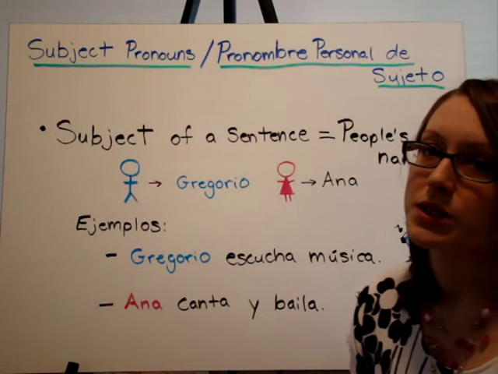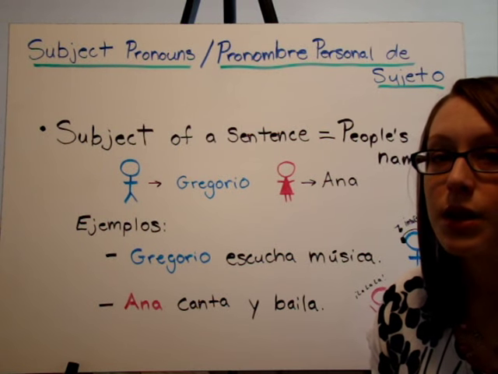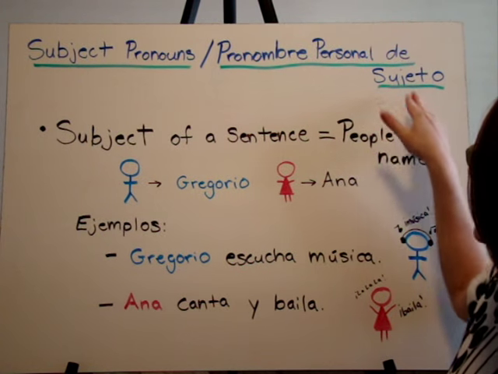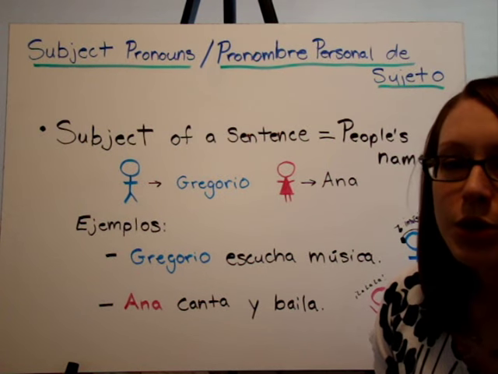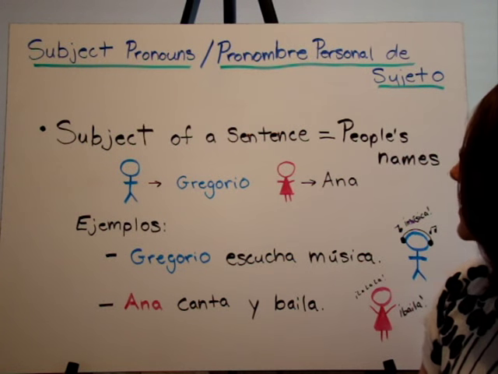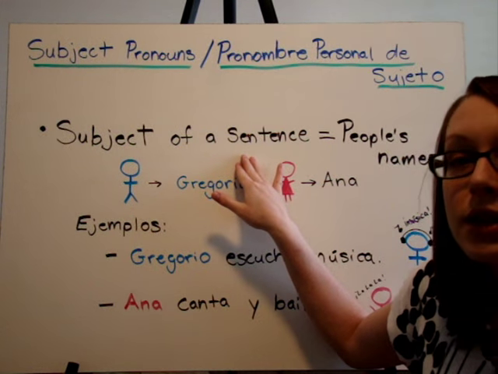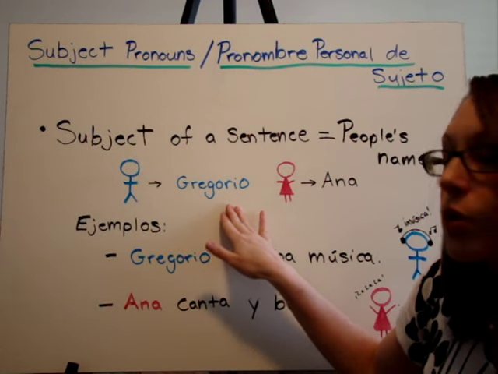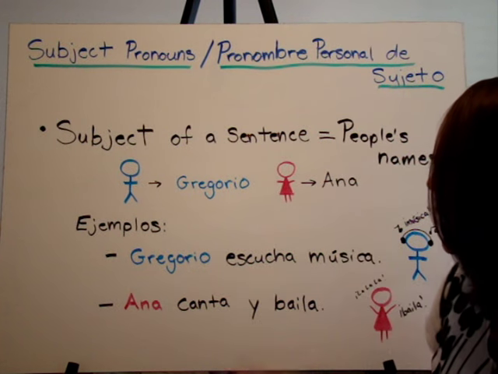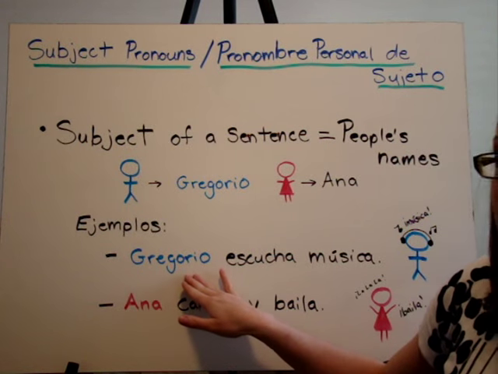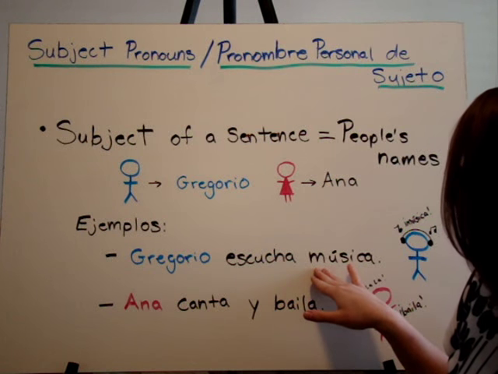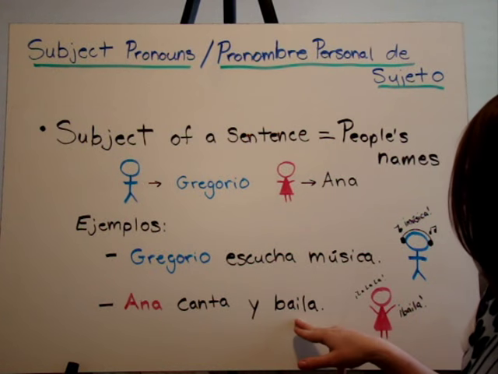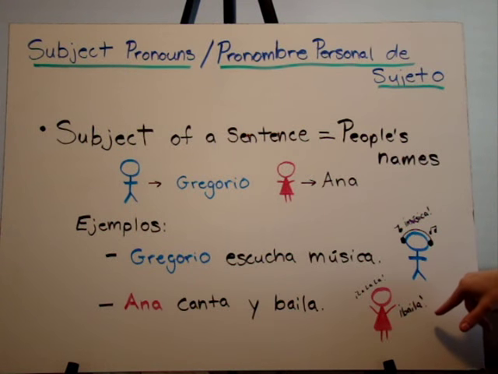Hola, this is Mrs. Hirschman, and today's lesson is going to be on subject pronouns, or as we say in Spanish, pronombre personal de sujeto. Subject pronouns identify the subject of a sentence, and typically it can be people's names, like Gregorio or Ana. For example, we could say, Gregorio escucha música. Gregory listens to music. Or Ana canta y baila. Anna sings and dances.